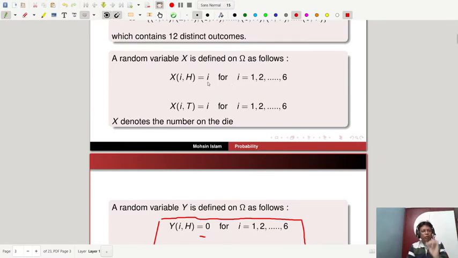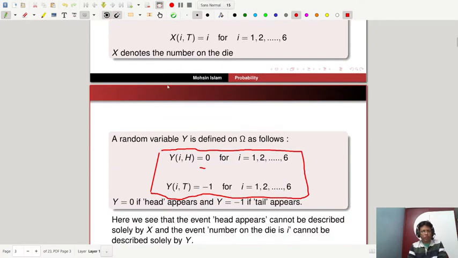x will take the value on the die. That is, if the die shows 1, x(1,H) will be 1, x(1,T) will be 1, x(2,H) will be 2, x(3,H) will be 3, and x(2,T) will be 2. So it doesn't matter whether you have head or tail, it depends on the value on the die. So x denotes the number on the die, that is why it is a random variable.